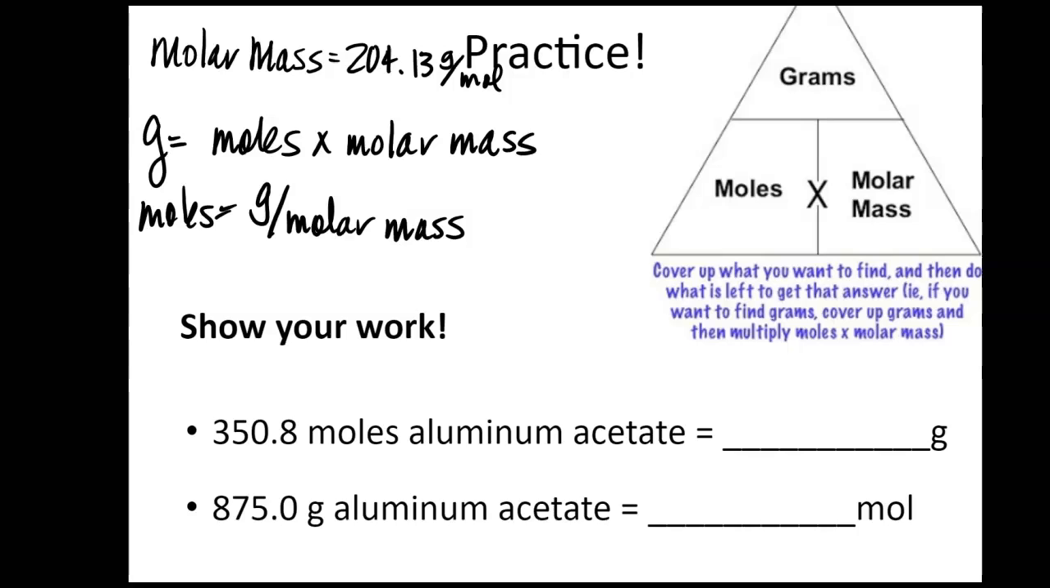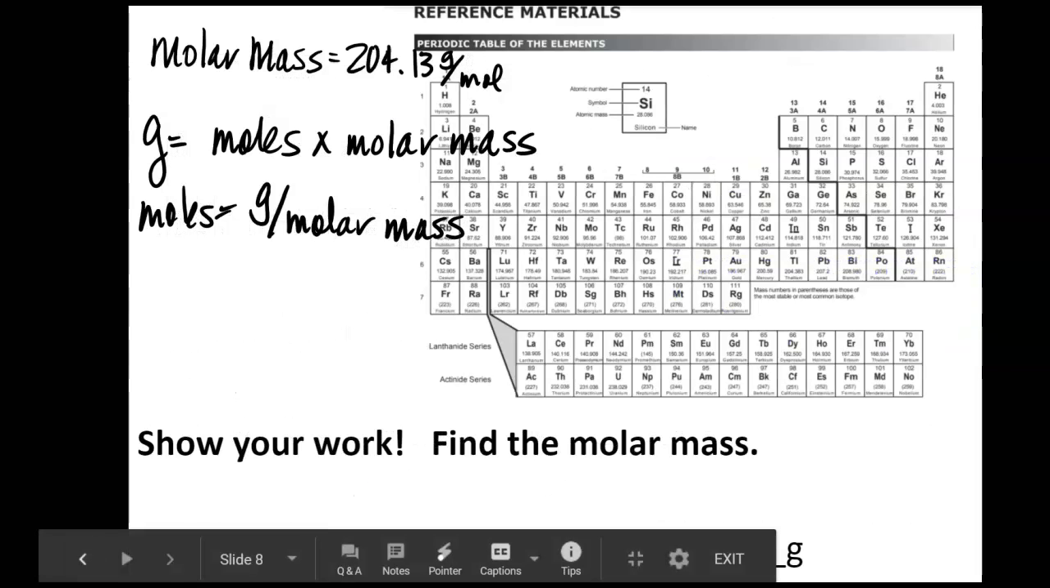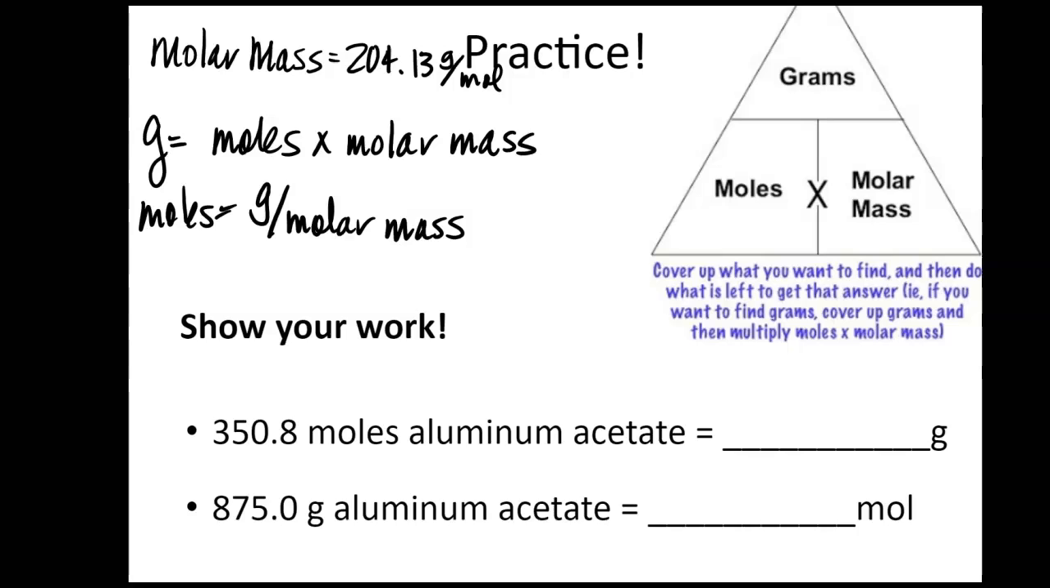Okay, so now that we know the calculation that we need to do, let's go ahead and put that into play here. Okay, so if we want to calculate our grams from 350.8 moles of aluminum acetate, then to get our grams, we would take our moles, 350.8, and we would multiply it by that molar mass that we just calculated, which is 204.13.